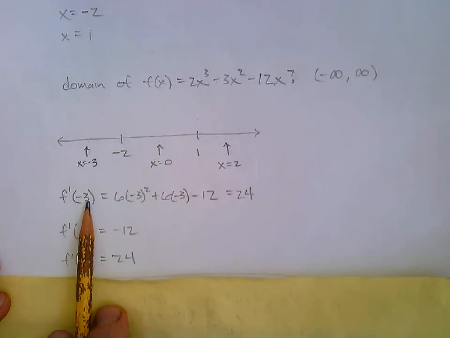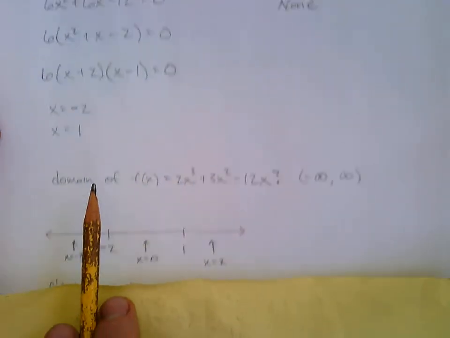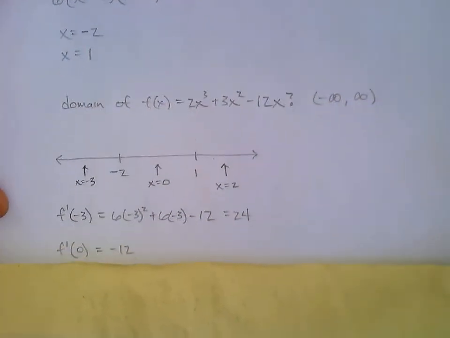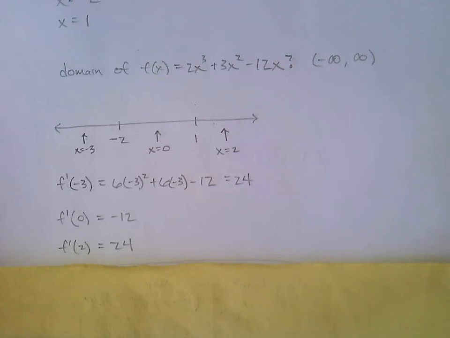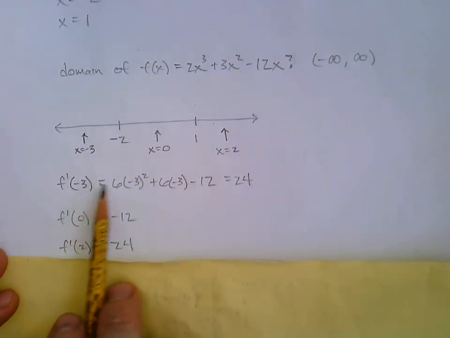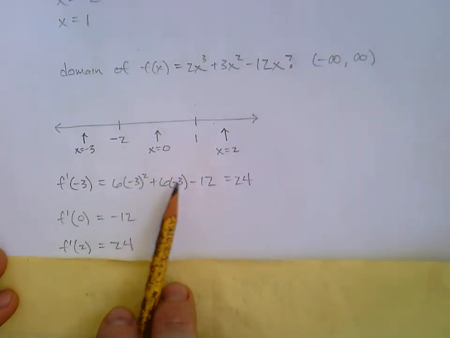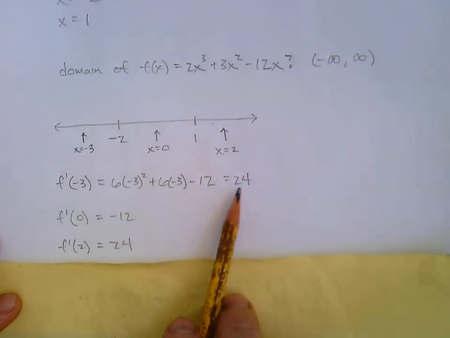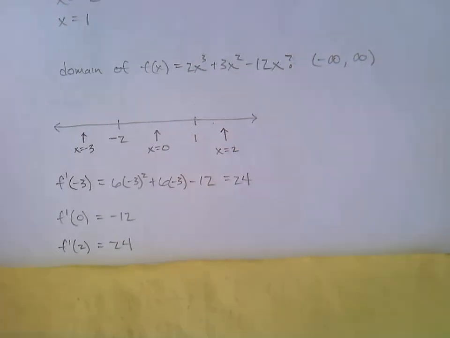So let's see, what was our derivative function again? Oh yeah, it's right back up here. There's f prime of x, and I'm plugging these in. So I got f prime of -3: 6 times -3 squared plus 6 times -3 minus 12. I encourage you to double check my work. I got 24.